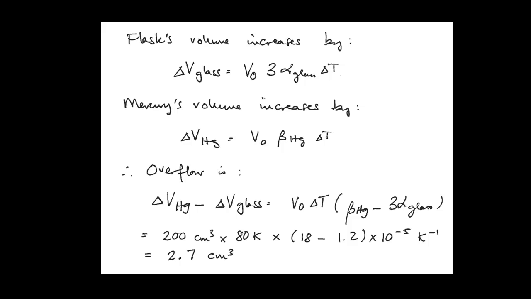Note that as the glass flask increases in volume, the volume contained inside the glass increases. The mercury's volume increases by an amount delta VHg equals V0 times beta Hg times delta T. The overflow then is the increase in the mercury volume minus the increase in the glass flask volume, which is delta VHg minus delta V glass, which is equal to V0 delta T, because that's a common factor, times beta Hg minus 3 alpha glass. And putting in the numbers, we see that the volume of mercury that overflows is 2.7 cubic centimeters.